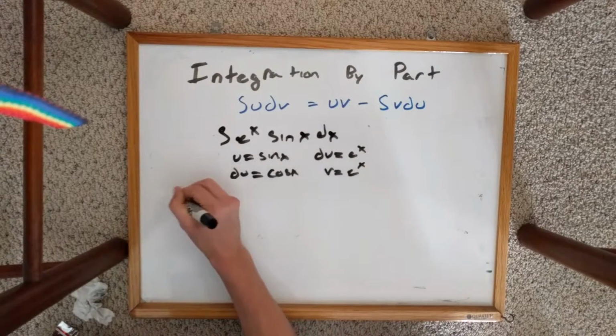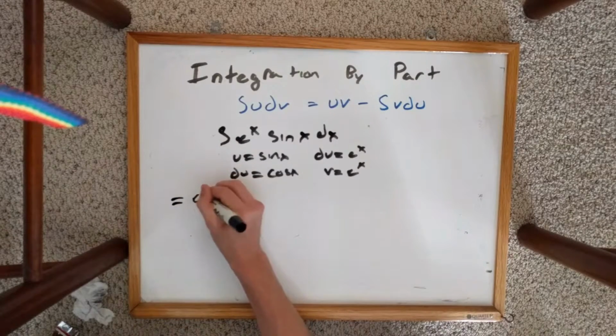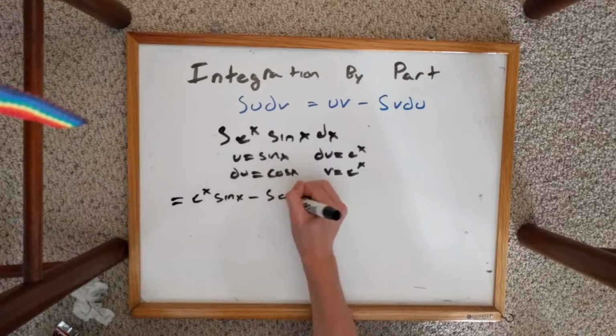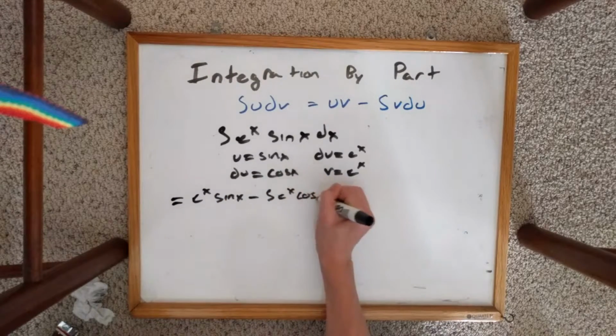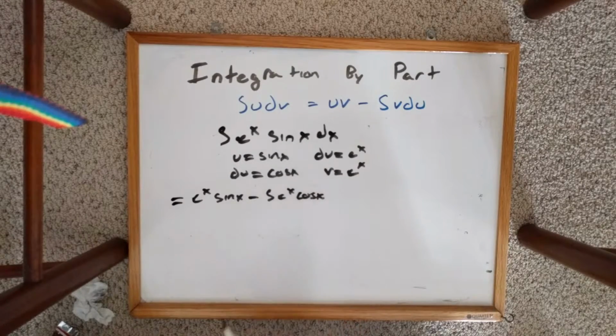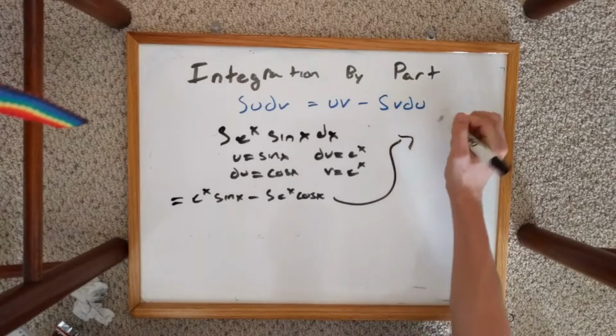Easy peasy. Now we get our e to the x sine x minus integral of e to the x cosine x. Alright, we just gotta do another one of these. We got to do another integration by parts. We're pros at this. We know what we're doing. Let's just put the table over here.